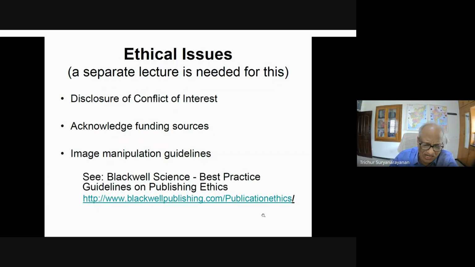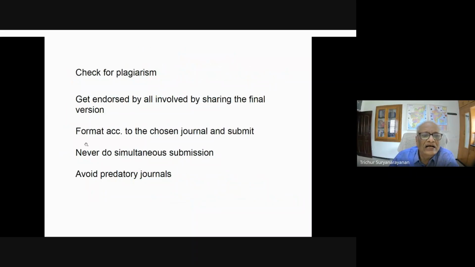This is a good guideline, it provides a lot of information. Yeah, check for plagiarism. Get endorsed by all those involved by sharing the final version. So once it is ready, suppose I have co-authors, I show all my co-authors, hey, this is the version which you are going to publish. Do you agree? Yes. Then you choose a format according to the journal that you are going to submit. And never do simultaneous submission, and don't submit the publication to 2 or 3 different journals at the same time. You should do it one at a time. Never do simultaneous submission, and avoid predatory journals. You know what predatory journals are. Don't publish papers in those.